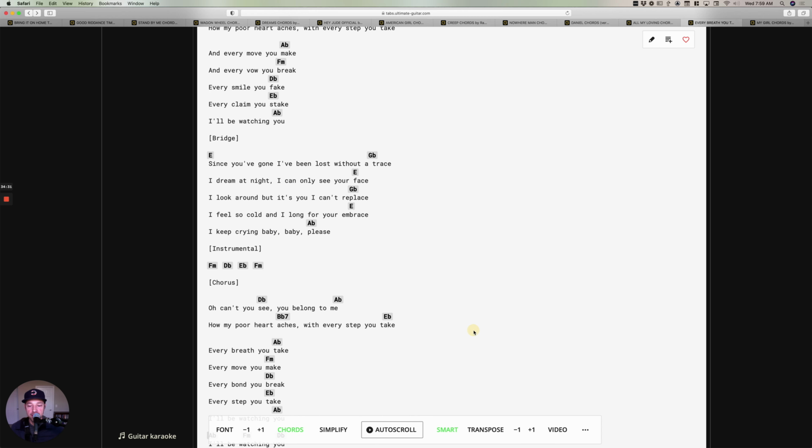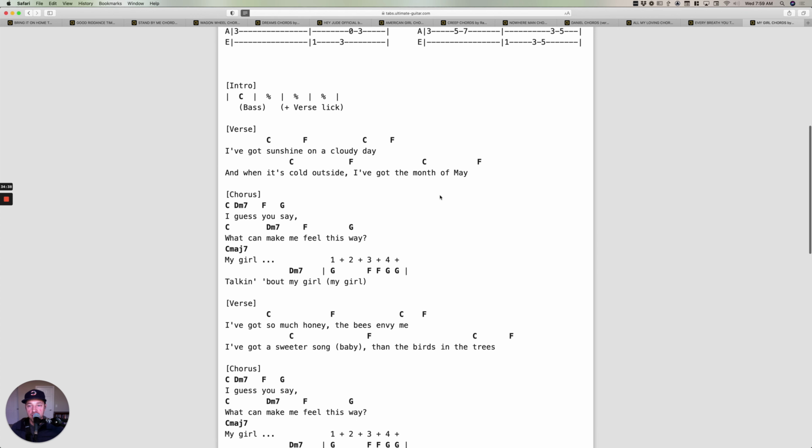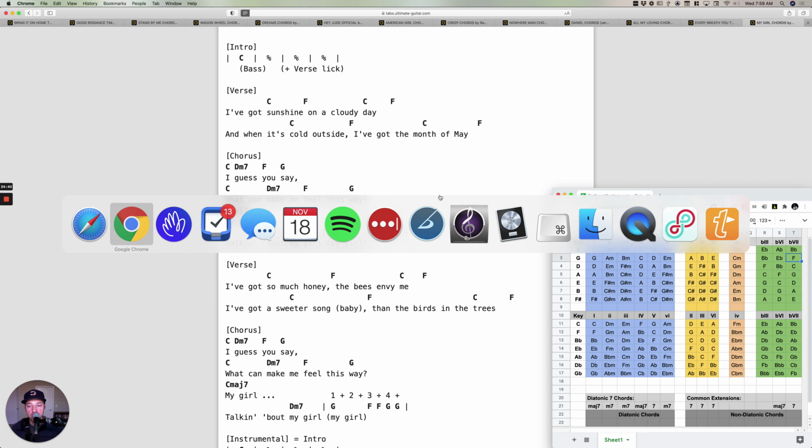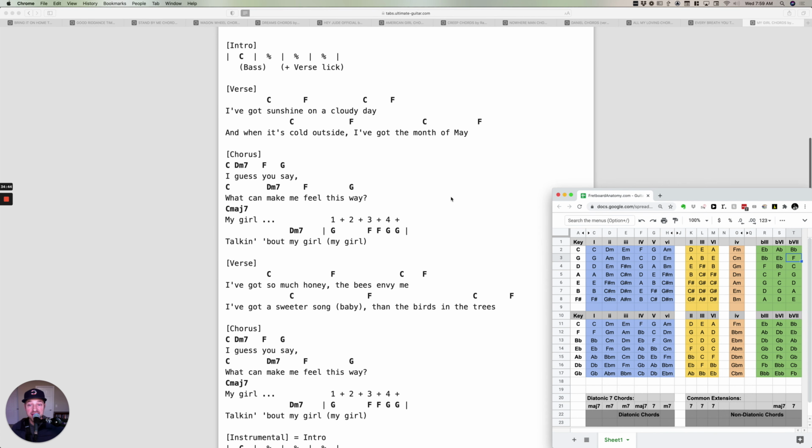Cool, right? All right, so that is Every Breath You Take. Let's do one last one, and I chose this one not because it's got a bunch of crazy new stuff we haven't seen in terms of borrowed chords and what have you, but because it has a key change in here.